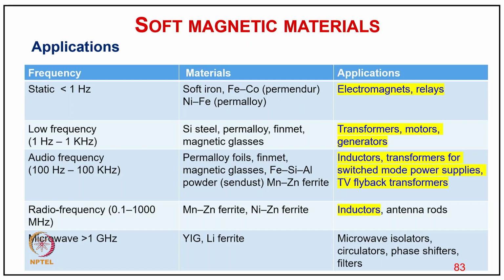laminations, magnetic glasses like FeSi, alloy powders, imaging. So it's used in inductors and transformers for switch mode power supplies, TV flyback transformers, and radio frequency, 0.1 to 1000 megahertz. Basically, manganese-zinc and nickel-zinc ferrites are used for inductors and antenna rods, and for microwave, less than 1 gigahertz, there are garnet ferrites, and they are used in microwave isolators, circulators, phase shifters and filters.